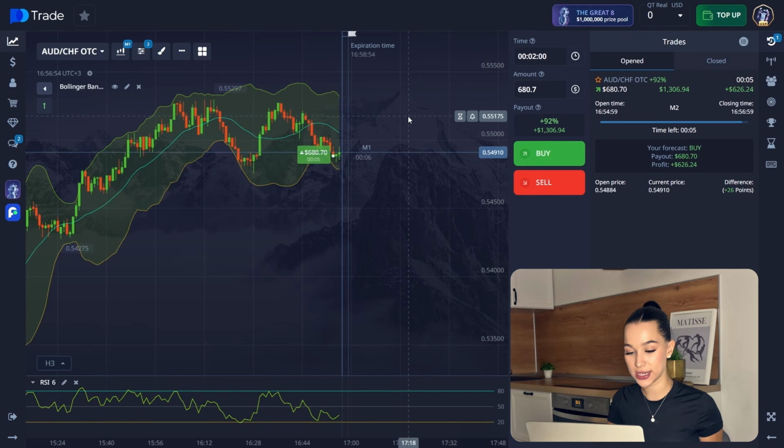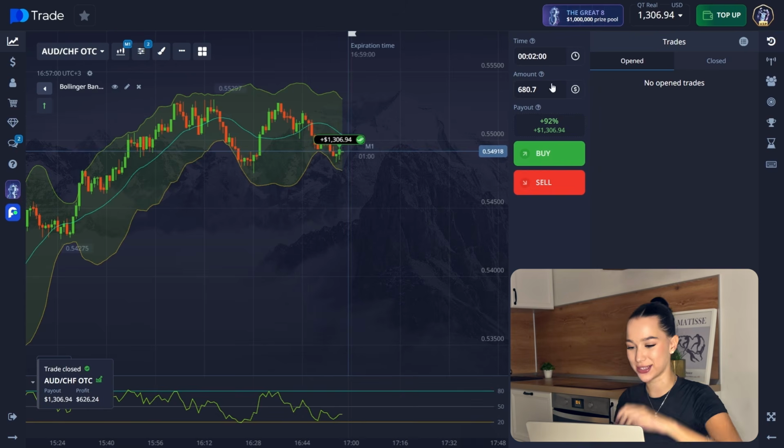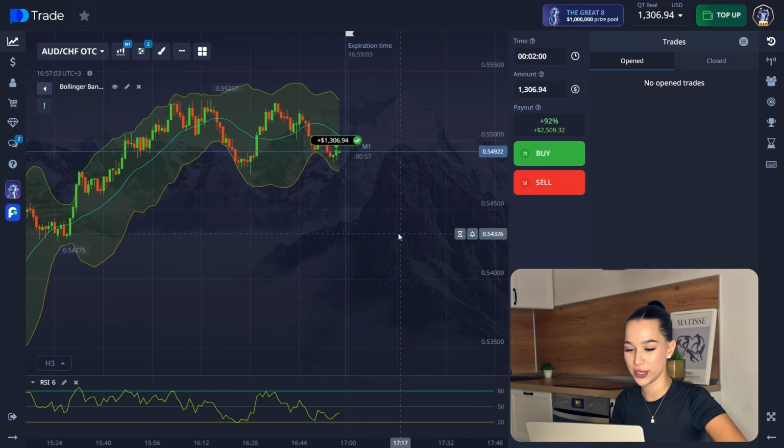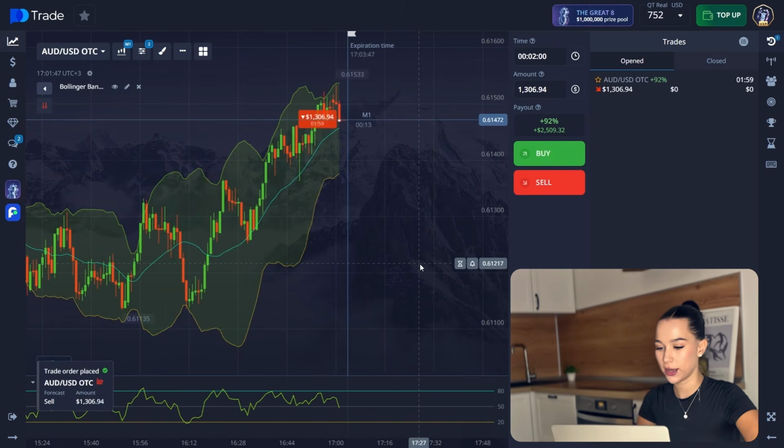So guys, it's 5 seconds till the end of trade. 4, 3, 2, 1, and boom, we close it in a plus. Okay, perfect. Now we change our amount of money per trade. Okay. So guys, here we open a sell trade for 2 minutes.